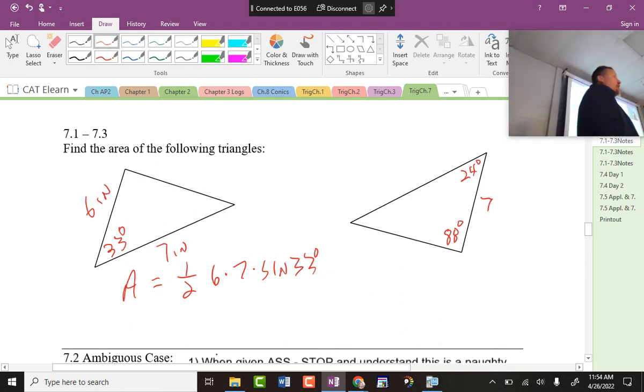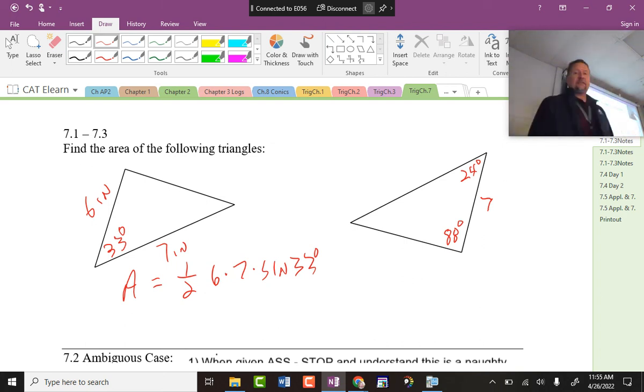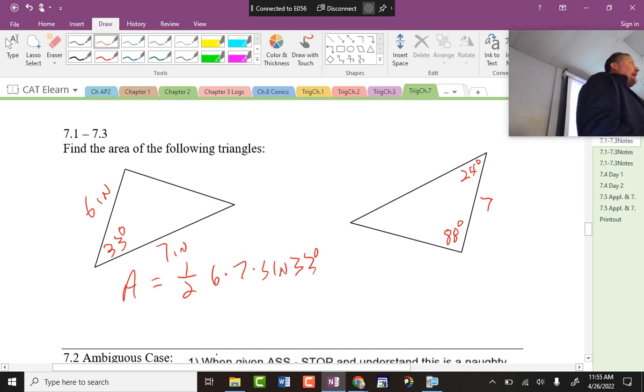Oh, I have three numbers, and he asked me area, so I'm just going to stick the three numbers in the formula. Are those the three numbers that represent SAS? Yes or no? No. So what do you got to do about it? Well, you got to make SAS, and then this is why it doesn't matter.